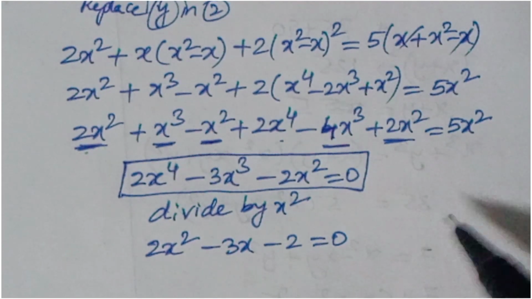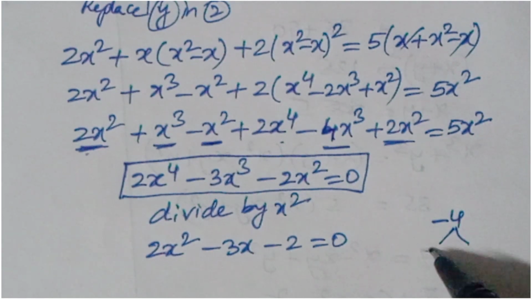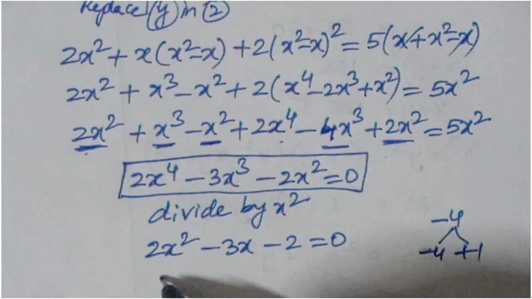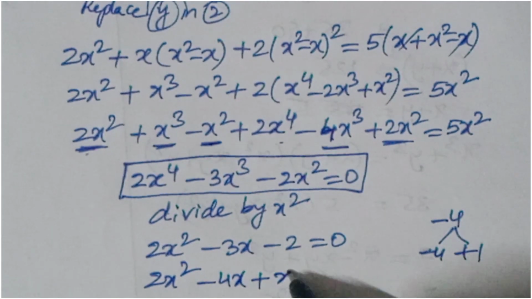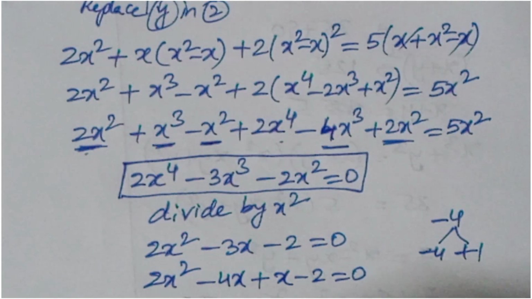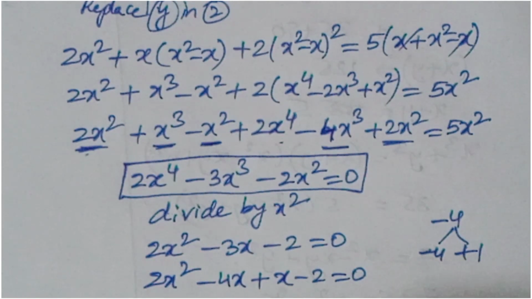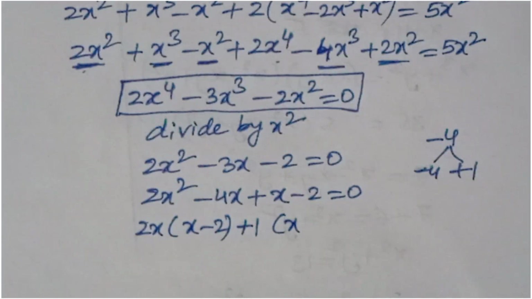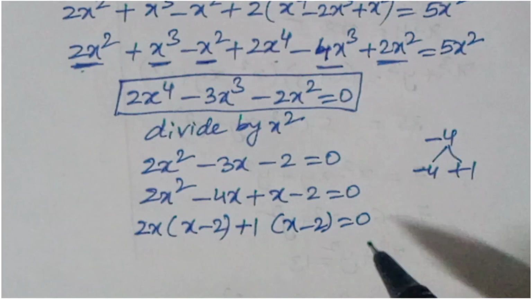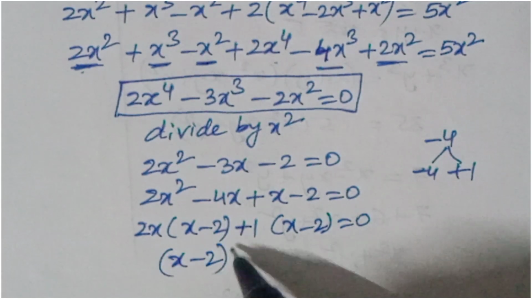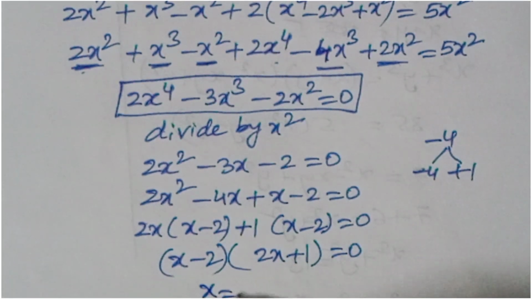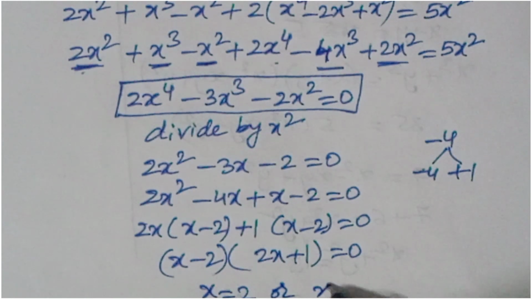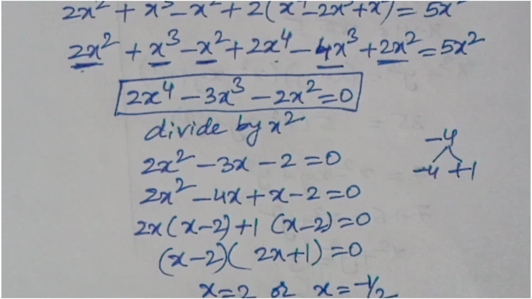So here you are getting the factors minus 4 and plus 1. So here 2x square minus 4x plus x minus 2 equal to 0. 2x common, x minus 2, plus 1 into x minus 2 equal to 0. So here x minus 2 into 2x plus 1 equal to 0. x is equal to 2 or x is equal to minus 1 by 2.